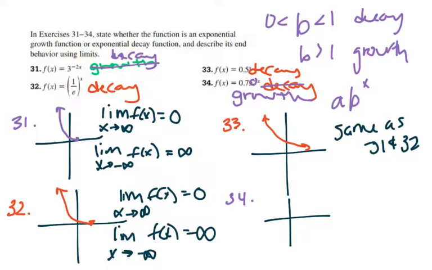Apparently I didn't record that last minute there. So we typed in 0.5 to the x, looks like this, and then I ended up saying it was the same as 31 and 32 because I was just not about to write that twice. And then 34 if you graph.